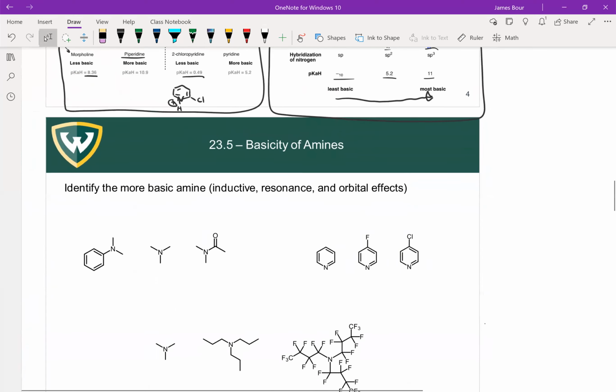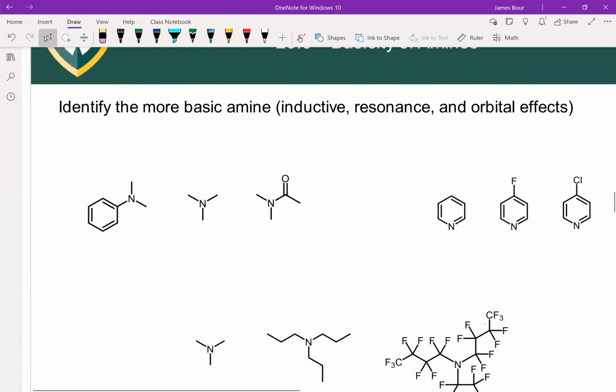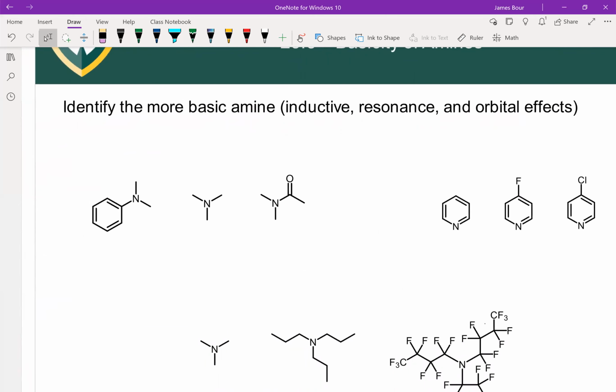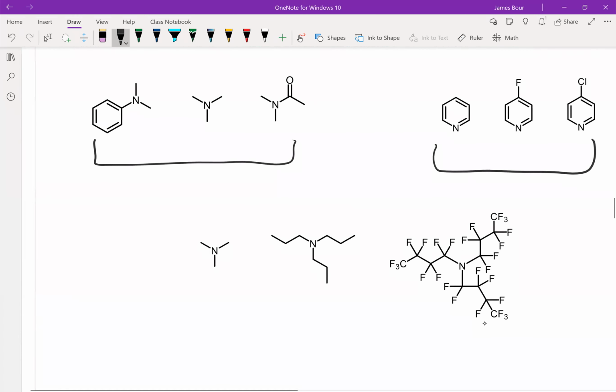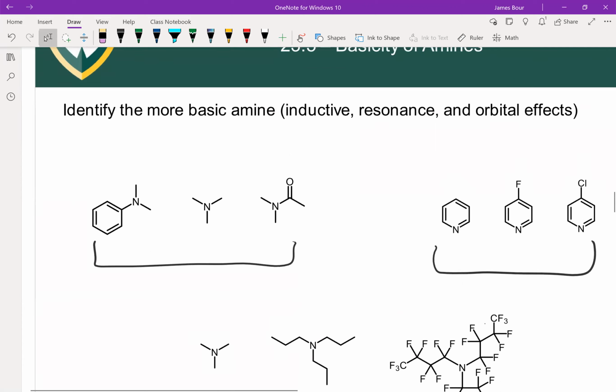All right, so let's apply what we just learned to identify the most basic amine in each triplet here, each group of 3. So let's start in the top left. Here we have dimethylaniline, molecule A. We have trimethylamine, molecule B. And we have dimethylacetamide, compound C.